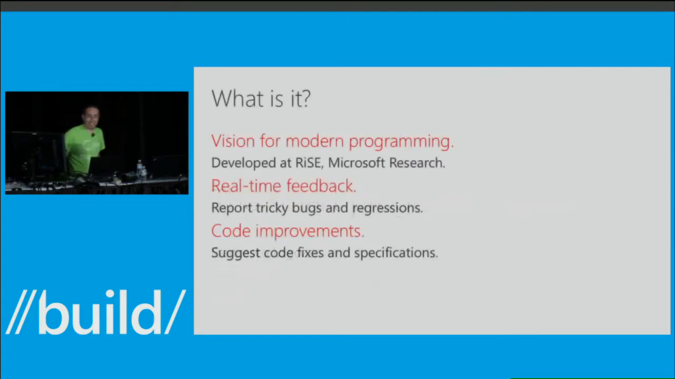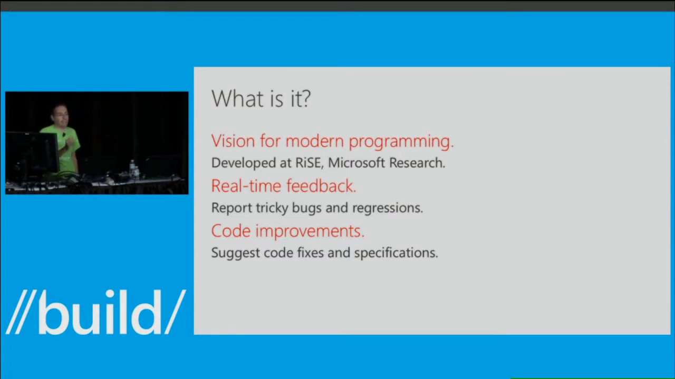So what is the Smart Programming Assistant? It's a vision we have been developing with my friends and colleagues at RISE for what programming should look like, what the future of programming is. Essentially, it gives you real-time feedback about your code. In particular, it performs a deep semantic static analysis, and it finds tricky bugs in your code and also regressions. But it does not stop here. It does not only say, look, this is wrong, but also helps you fix your code, by adding a new, better specification, or fixing your code.